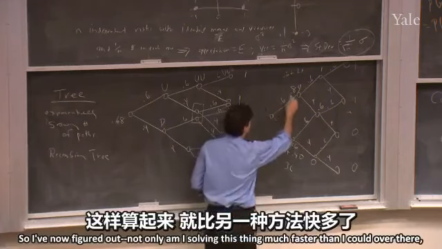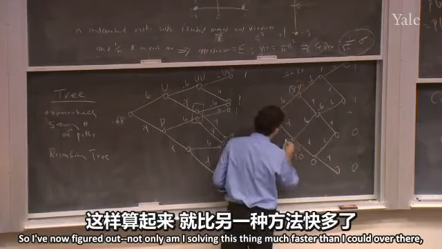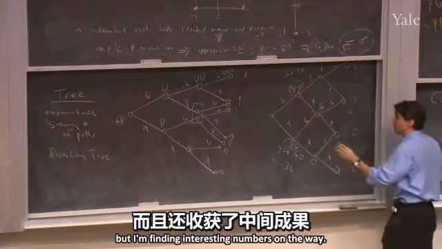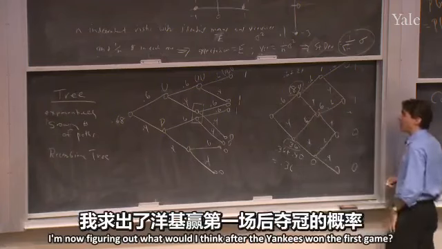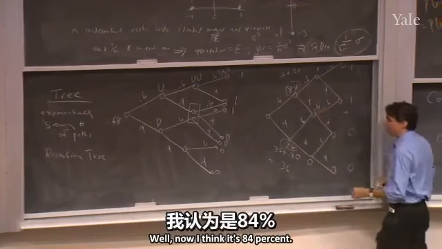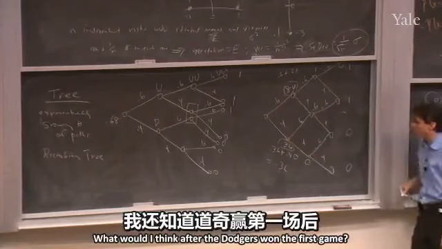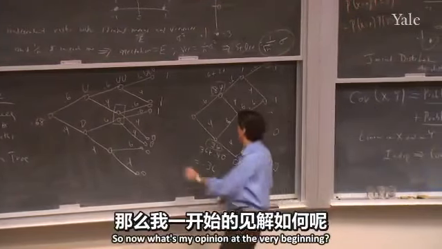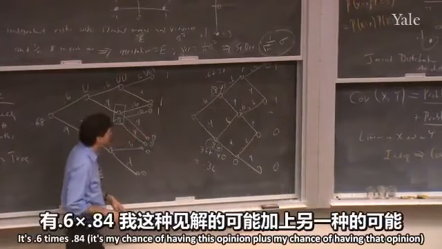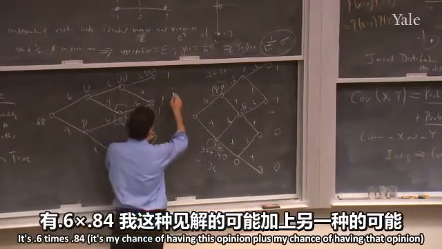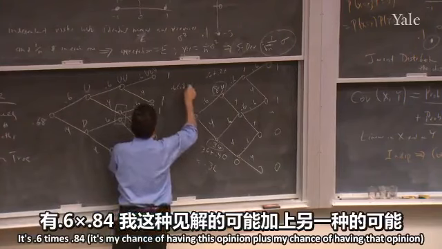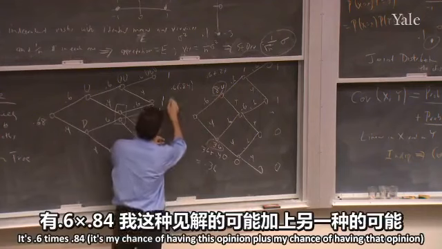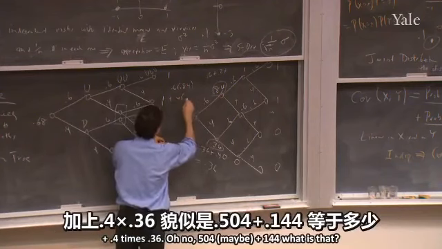Okay, so I've now figured out not only am I solving this thing much faster than I could over there, but I'm finding interesting numbers on the way. I'm now figuring out, what would I think after the Yankees won the first game? Well, now I think it's 84%. What would I think after the Dodgers won the first game? I think it was only 36% chance of the Yankees winning. Okay, and so now what's my opinion at the very beginning? It's 0.6 times 0.84. It's my chance of having this opinion plus my chance of having that opinion, plus 0.4 times 0.36.